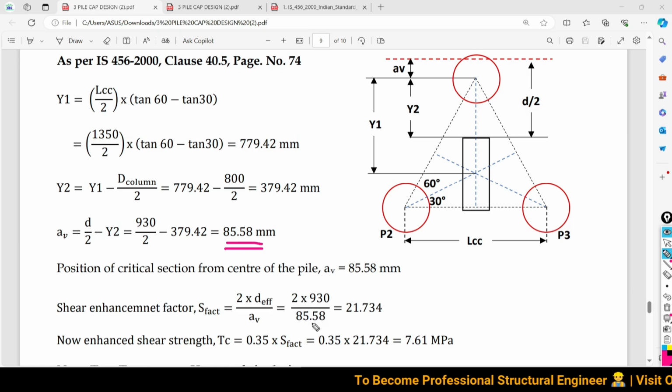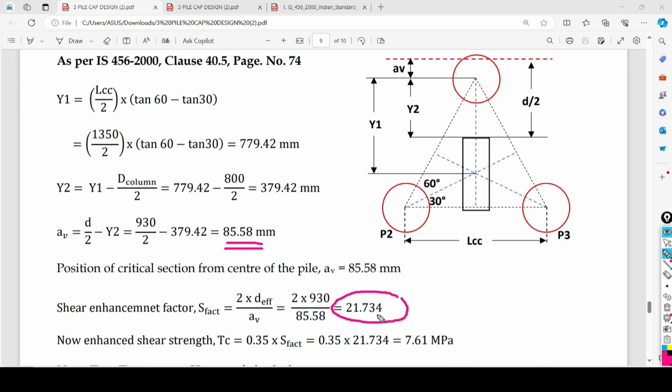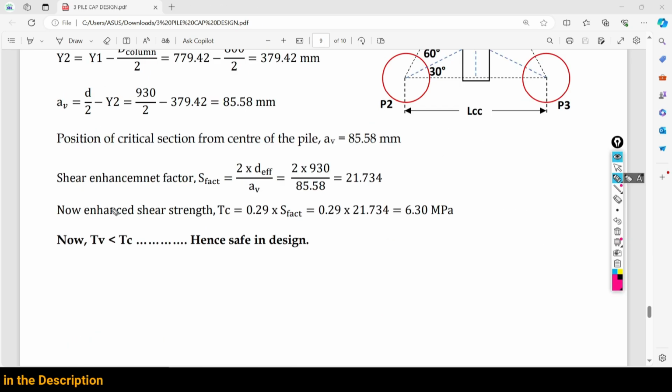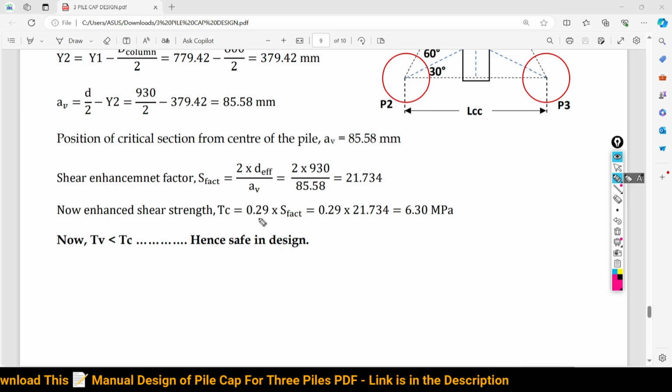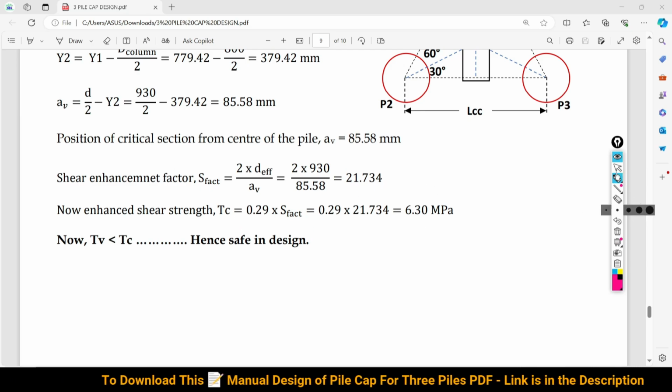So 2 times 930 divided by 85.58. We are getting the final value for the shear enhancement as 21.734. Now, finally, we have to multiply this shear enhancement factor 21.734 with the critical capacity that we earlier have calculated.